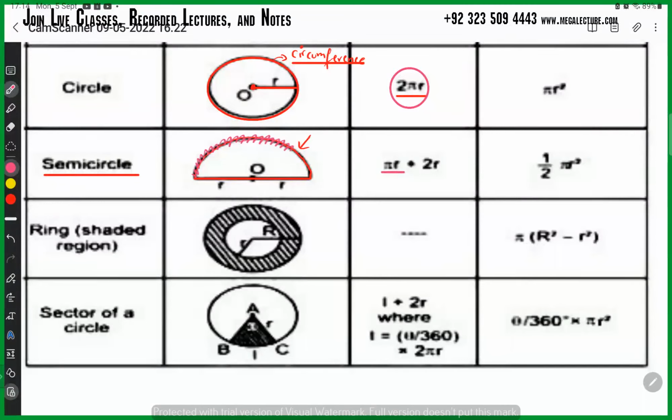Because the entire perimeter, the entire boundary, was 2 pi r. So the boundary for half the circle is going to be pi r plus what? Perimeter is the entire boundary, so that boundary also includes this and this. I've just told you, if we start from the center and go till the circumference or the boundary of the circle, that is radius, right? So this is one radius and this is another radius. So this entire thing is going to be pi r plus 2r. This is going to be your formula for the perimeter of a semicircle.